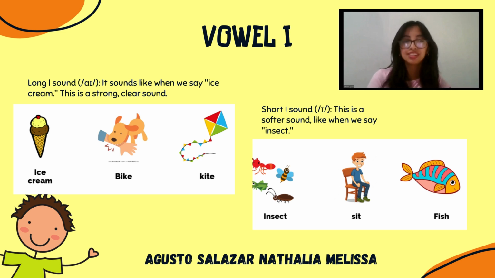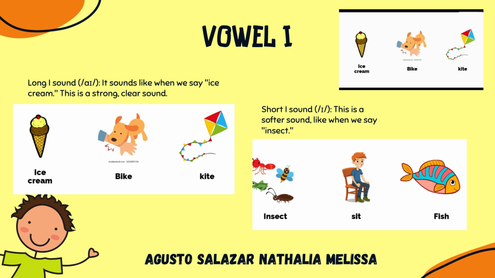So how does I sound? As I said before, for the long I sound, you have to open your mouth and smile, like when we say bike or fight. And the short I sound is quick and soft, like a small E sound. For example, in words like sit or fish. I have some pictures here to show you.